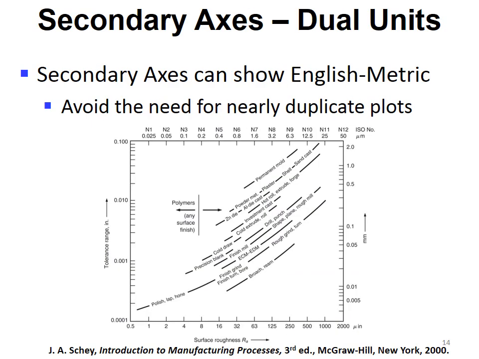Secondary axes are also helpful to depict dual units, such as those of the English and metric system on a single figure. Secondary axes and non-dimensionalization are often used to reduce the number of figures needed to convey information to an international community.